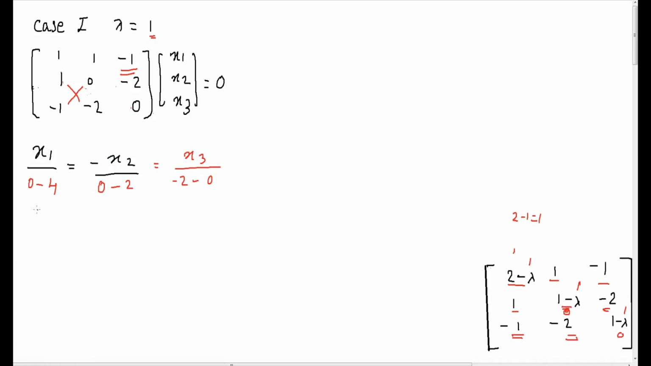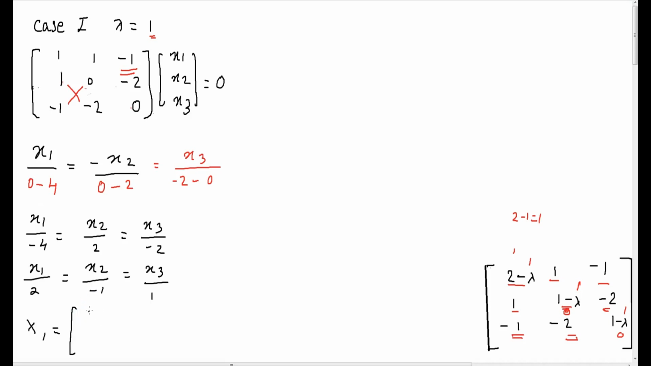Eliminating the common factor minus 2 from the denominator, then we get x1 by 2 equal to x2 by minus 1 equal to x3 by 1. That gives the vector x1 equal to 2, minus 1, 1. 2, minus 1, 1 is the eigenvector corresponding to lambda equal to 1.